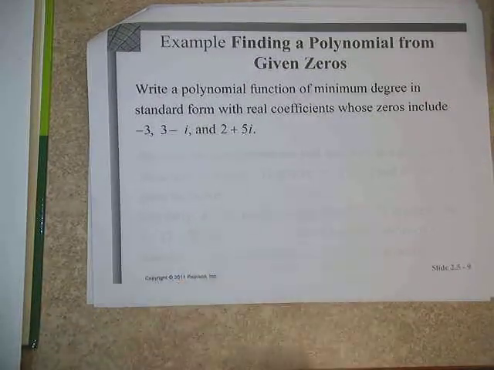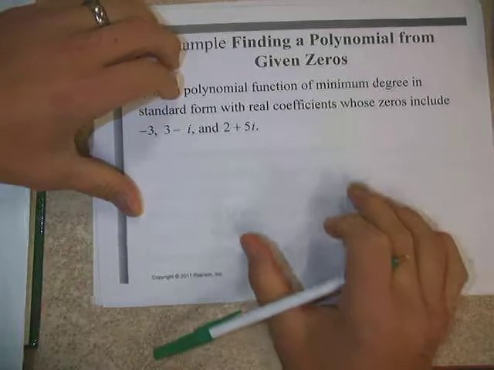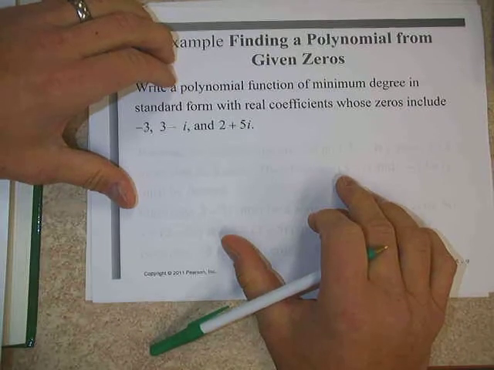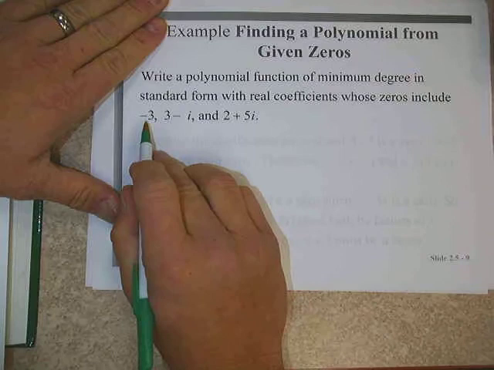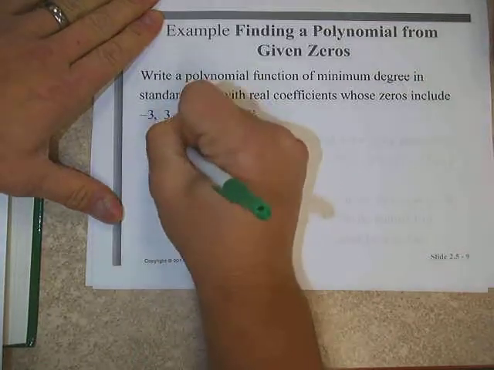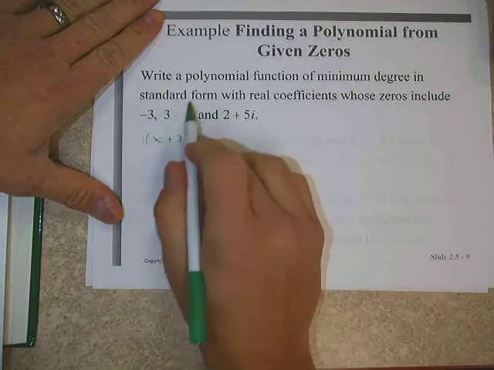Alright, with that said, here's another problem that we're going to look at. It says write a polynomial function of minimum degree in standard form with real coefficients whose zeros include these three. Now, I want to do a couple of things here with the algebra to make sure that we're clear on what to do.